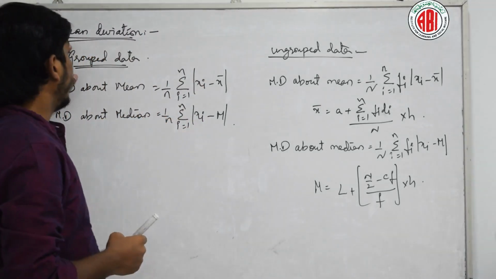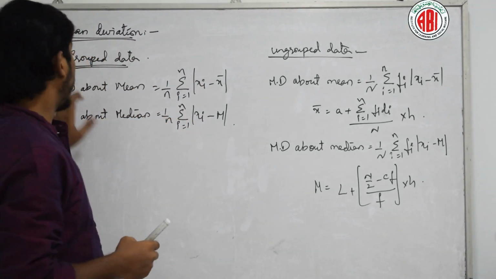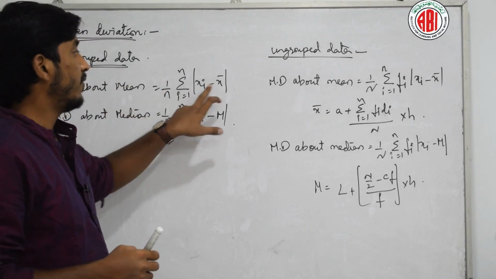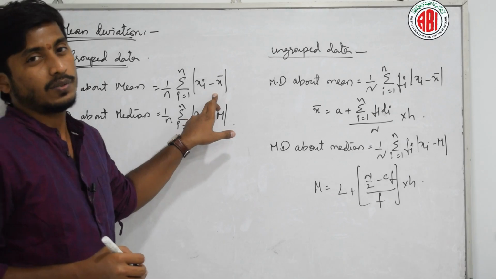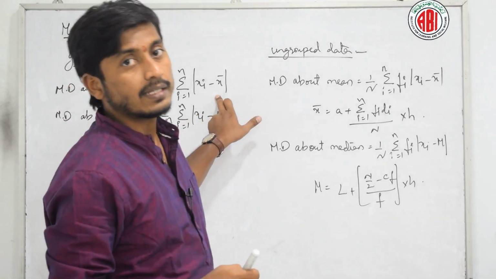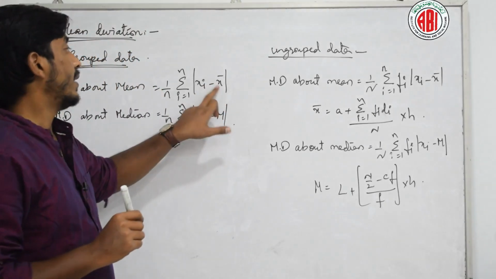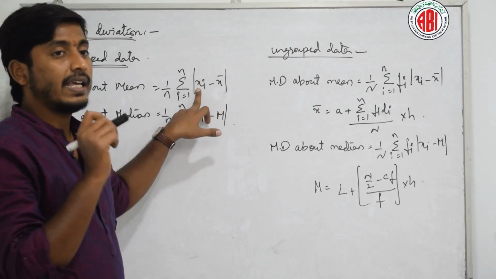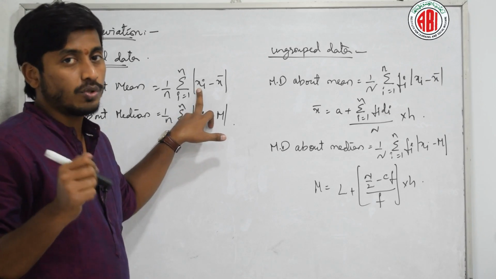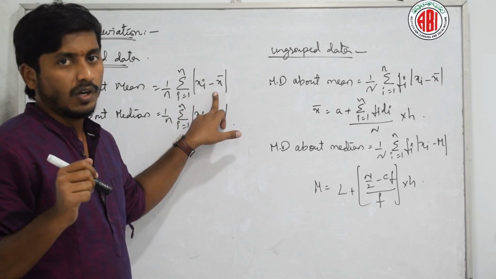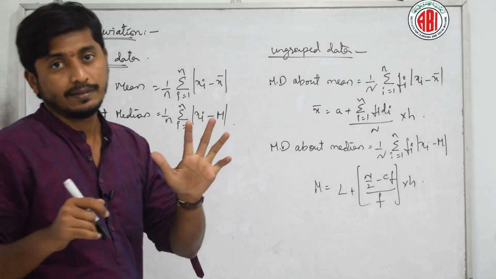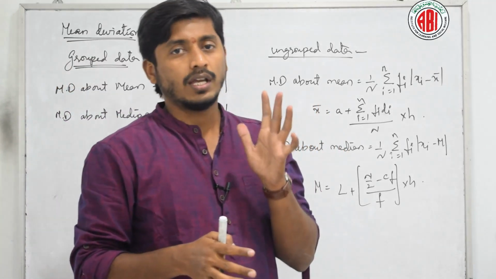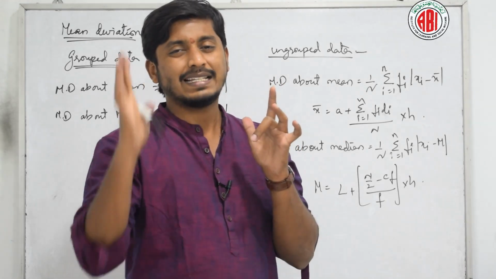Mean deviation when it is in a grouped data, that is mean deviation about mean, is 1 by n into summation of xi minus x bar. What does this mean? First we have to find the mean of that particular set of numbers, then we have to find the deviation of each and every element with respect to the mean. Let us say we have 5 numbers: 1, 2, 3, 4, 5. The mean is around 2.6 or so.